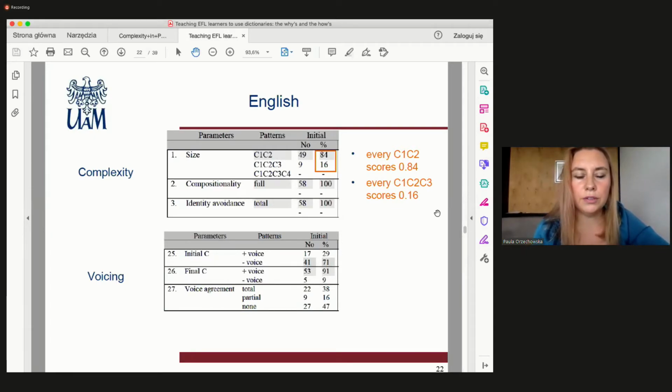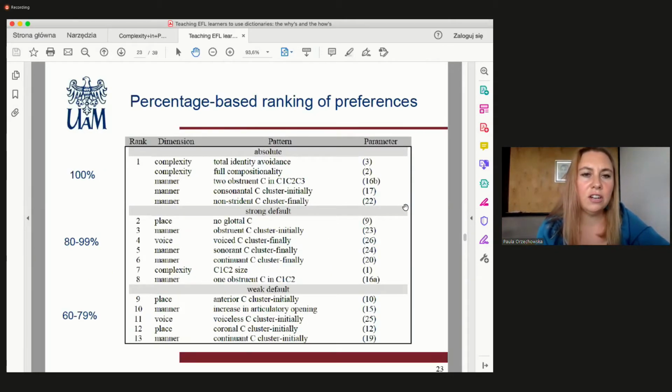In the case, for example, of parameters 2 and 3, compositionality and identity avoidance, where all the classes are compositional, so they consist of existent smaller subunits, and they avoid identity, basically the repetition of the same segment, then all these classes would get the value equal 1. That's 100%. So in general, all these percentages and percentage scores were calculated for each cluster, as I said. And this is generally what we can see.